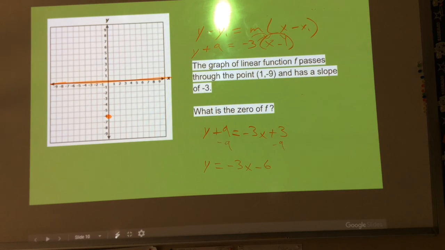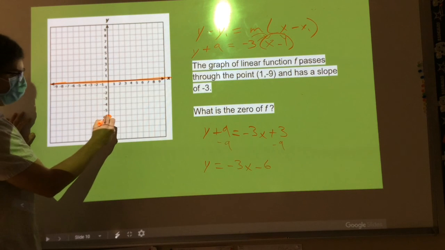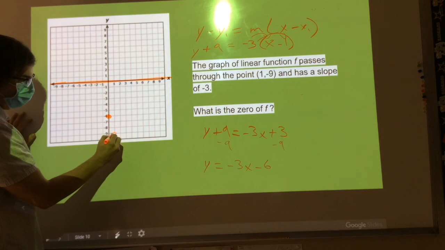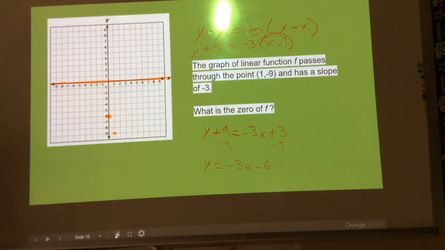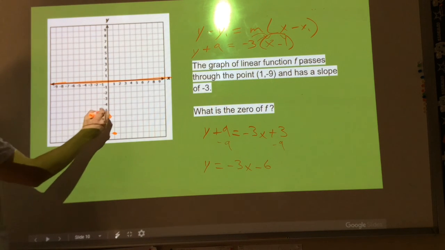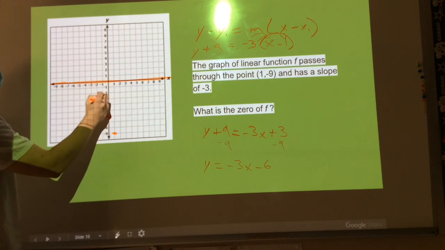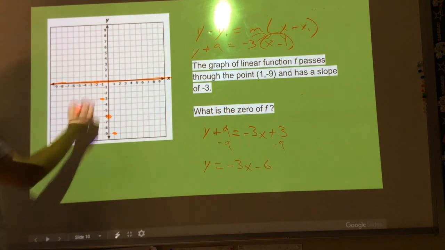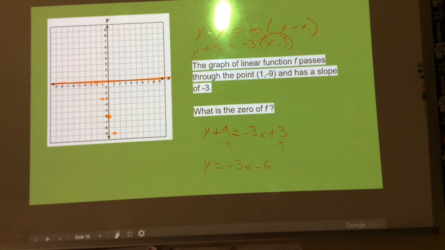Now, it's not what I'm looking for. I'm looking for the x-intercept. But I know that my slope is -3. 1, 2, 3 over 1. Why did I go that direction as opposed to the other direction? Because it's a negative slope. So if I want to go up on this line, I have to go up 3 over 1 this way. So what do you think the x-intercept is going to be? -2.